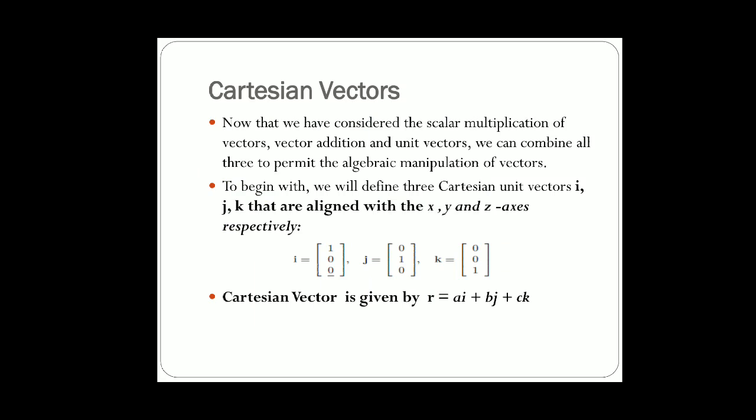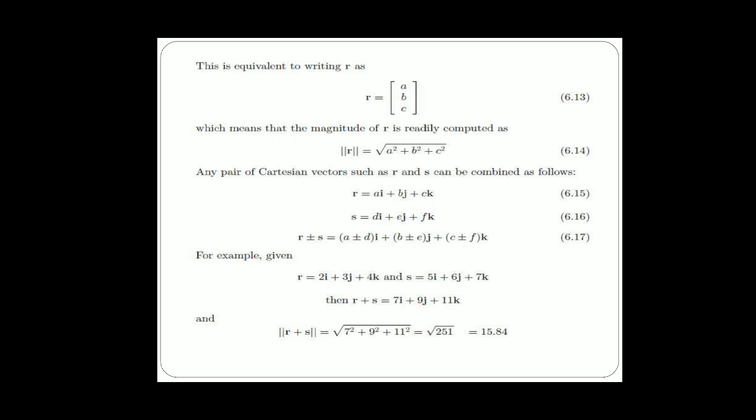A Cartesian vector is given by r. So how is my Cartesian vector given? r = a of i plus b of j plus c of k. So these are the comparisons and the formula which has been applied to my Cartesian vector. This is equivalent to r equal to (a, b, c), where a is compared to i, b is compared to j and c is compared to k, which means that the magnitude of r is readily computed as the magnitude of r equal to the root of a square plus b square plus c square.